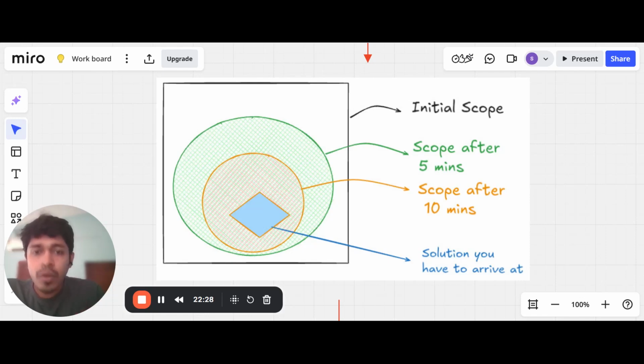And when you ask more questions, you will understand, okay, this orange circle is where you should focus on. So by each 5 or 10 minutes, you'll know where I should focus and where I should not focus. You'll understand this better and better. So scope after 5 minutes will be this green one, and after another 5 minutes it will be the orange one. Then finally you will arrive at the solution.